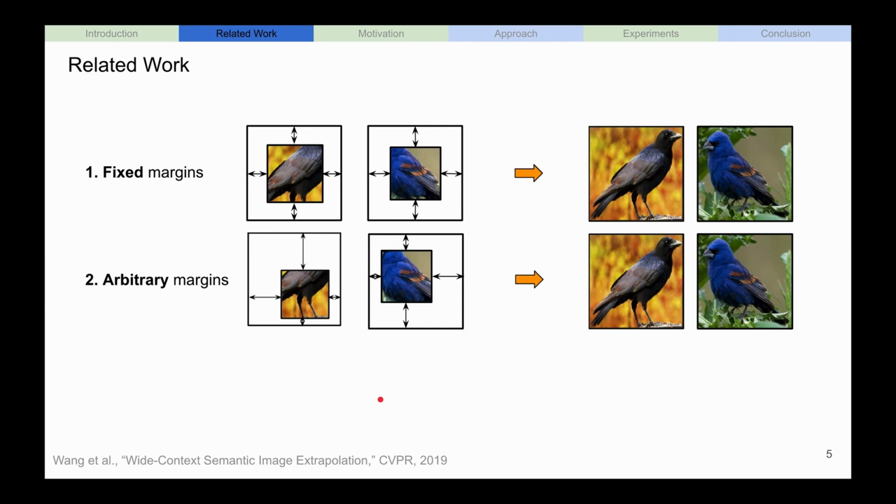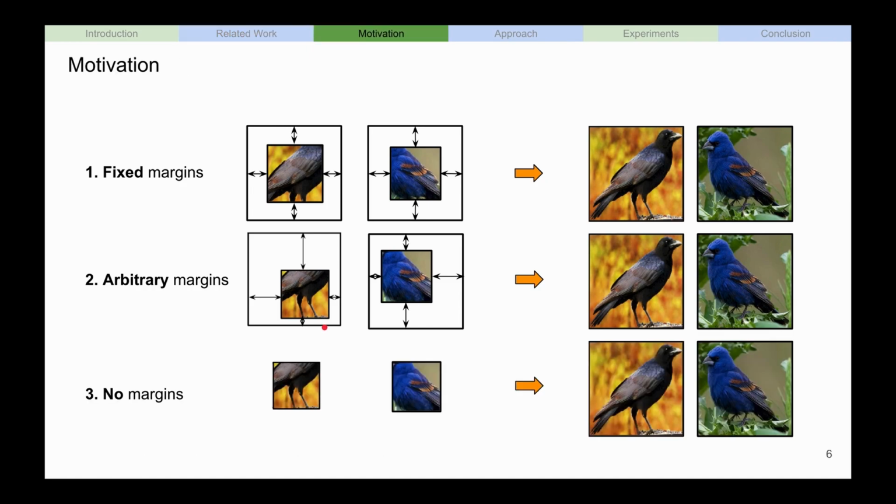Recently, a new method is proposed to overcome the above limitation. The new method could outpaint images with arbitrarily designated margins. However, although they allow input images to be located with different margins, they further require the image margins to be given as inputs. Unfortunately, such information might not be easily accessible in real-world applications. Therefore, our motivation is to alleviate or remove the limitation.